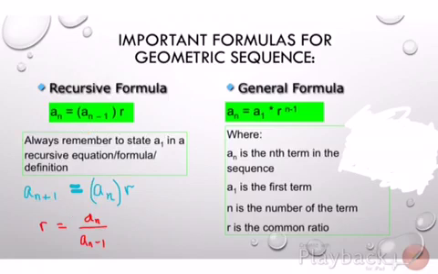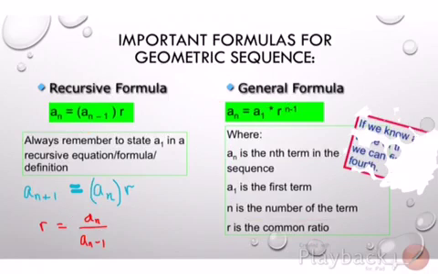And the general form then is when you're not using the recursive, so you're not dependent on the previous term, so you're going to use this formula here. So an is equal to the first term times the ratio to the power of n minus 1. Okay, so an is the nth term in the sequence, a1 is the first term, or a, or t1, and this could also be tn, and n is the number of the term, and r is the common ratio. So if you know any three of these, you should be able to find the fourth.